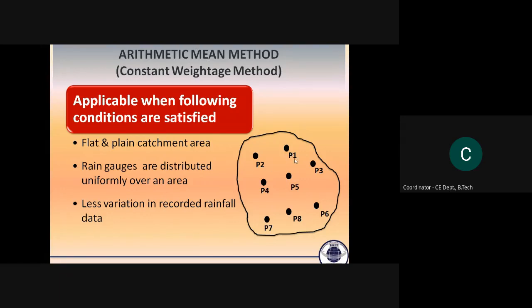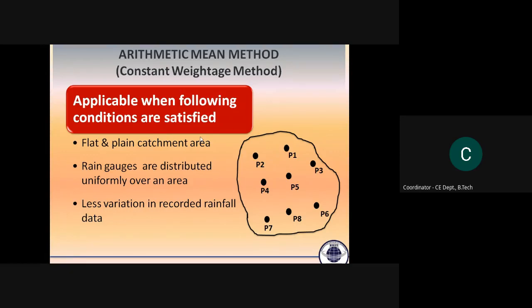So in order to use this method, our rain gauges must be distributed uniformly, and the variation between the readings P1, P2 or P1, P3 should be very less. It should not be very high. Suppose this is 50 centimeter and here it is showing 100 centimeter. In that case, we cannot use this arithmetic mean method. The difference between the rainfall data should be very less. Then only we can use this method.